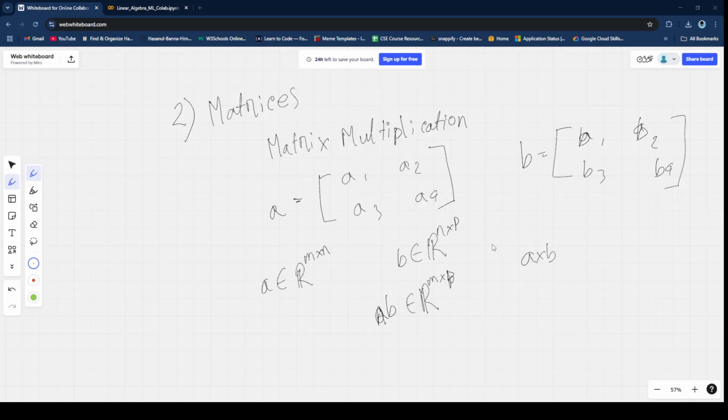Also one thing to remember: a multiplied by b will not be equal to b multiplied by a. In the previous classes, in linear algebra, we learned 3 multiplied by 5 is always equal to 5 multiplied by 3. But in this scenario, the matrix multiplication a multiplied by b is never equal to b multiplied by a. There can be scenarios where a multiplied by b can be equal to b multiplied by a, but in the generic scenario you won't ever see that. So now let's move on.